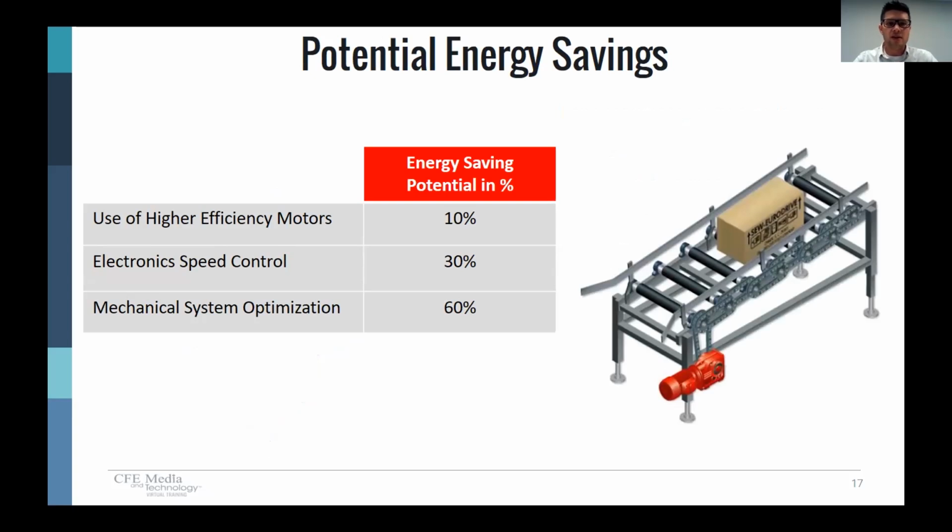Take a look at these three main areas for improvement. First, we have potential in using high efficiency motors or premium efficiency motors. Next, we can introduce VFDs into our system. This allows us to control the speed of the motor, or vary the speed, rather than running it directly off the mains. And lastly, we have mechanical components that have a large potential for improvement. We'll save some energy within all three of these areas, but by far the largest impact that we can make is with optimizations of the mechanical components.